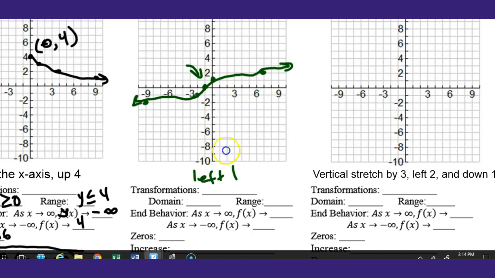All right. Now, domain. What's the domain? Well, it's cubic. It's cube root. So it's going to be all real numbers. The range is as well, all real numbers.